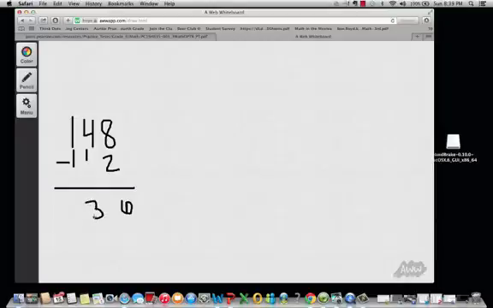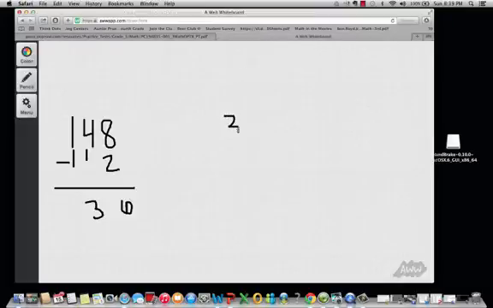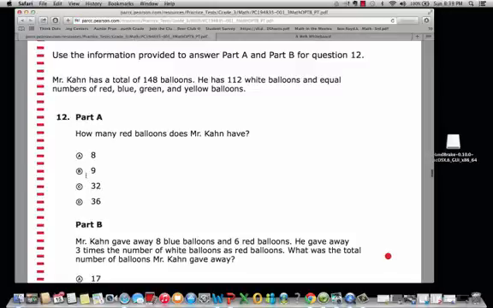That got you 36. That was not the final answer. You then had to divide 36 by 4 because he has equal numbers of red, blue, green, and yellow. He had to split 36 into fourths. 36 divided by 4, I know from knowing my math facts, is 9. So he had 9 red balloons.